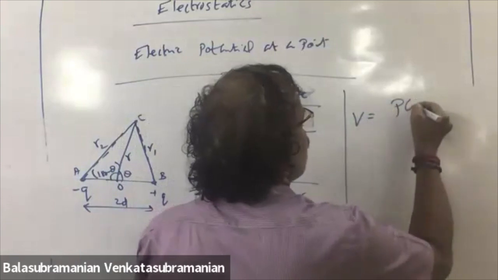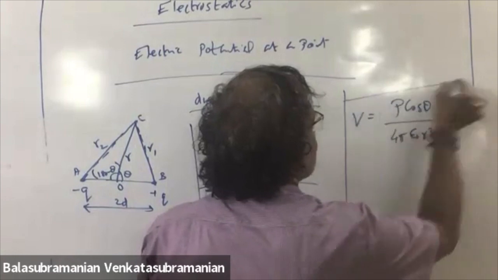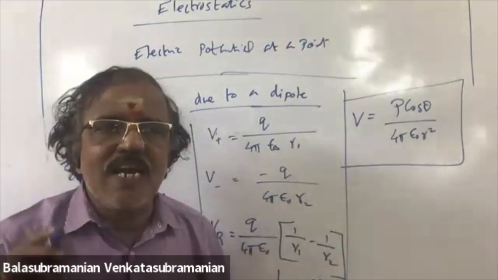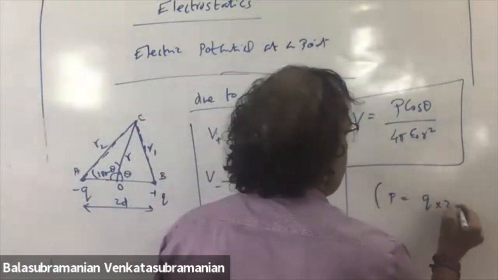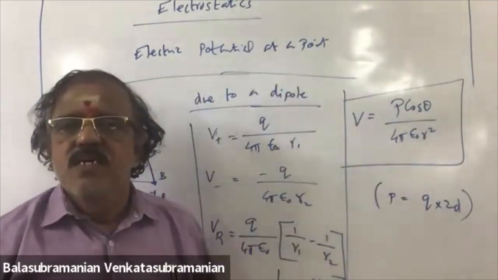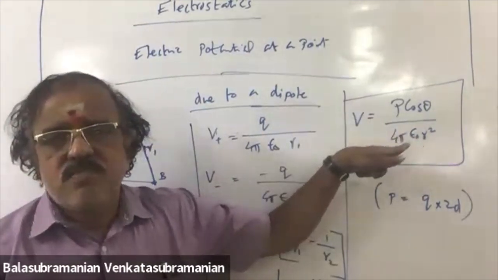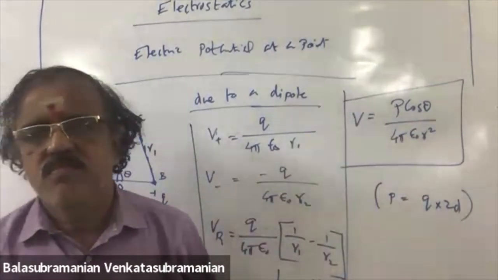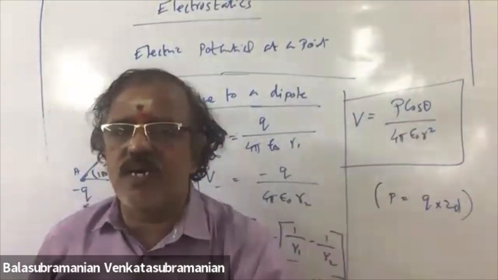V is equal to P cos theta by 4 pi epsilon naught R square. P is called the electric dipole moment. P is nothing but Q into 2D. So this is the final formula for the potential due to a dipole: P cos theta by 4 pi epsilon naught R square.